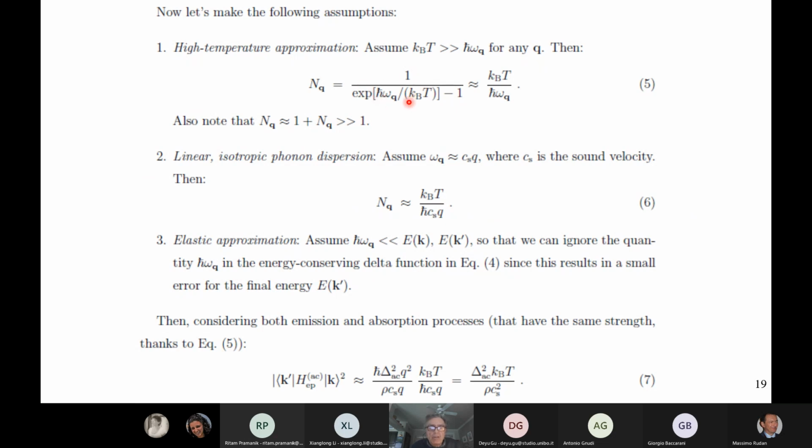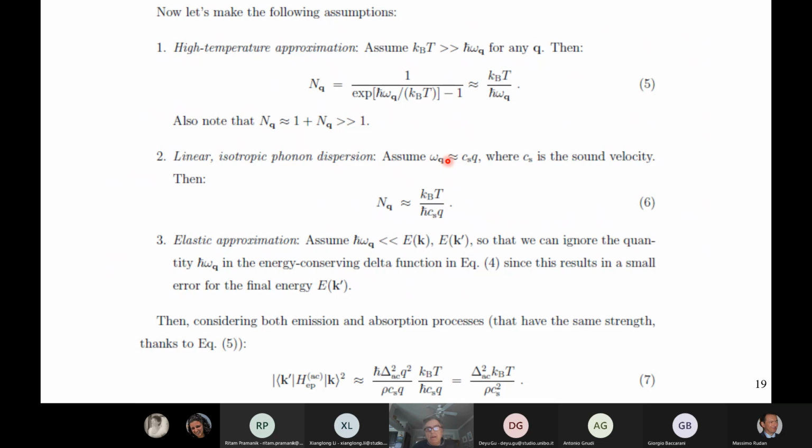So if we expand this in power series, the exponential, when T is very large, we can expand it in power series of the exponential as usual, and we're left with the inverse of the argument of the exponential. And notice also that now this is very large because we're assuming this relationship. Therefore, n plus 1 and n are roughly the same. The one disappears because it's much smaller than the number of phonons. So absorption and emission have the same strength, the same Einstein coefficients in this limit.